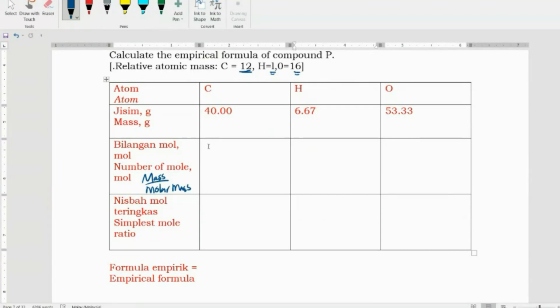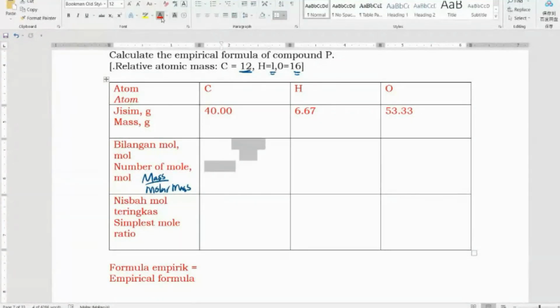Okay, so first carbon. Matthias, what is your answer for the number of mole for carbon? 3.33. Yeah? Okay, all can get this answer. Semua boleh kan? Mass over the molar mass of 12, so you get 3.33. Okay, good.